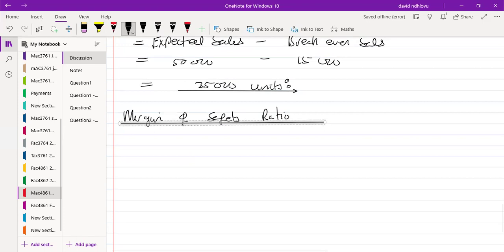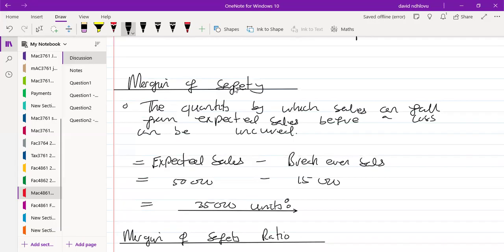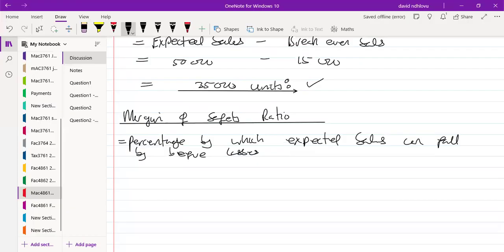Now, when we talk about the margin of safety ratio, basically we are saying this is the percentage by which expected sales can fall before losses. It's basically an expression of the margin of safety as a ratio. Remember here, if they say calculate margin of safety, they are saying how many units. We say 35. But if they say ratio now, they want it in percentage form.